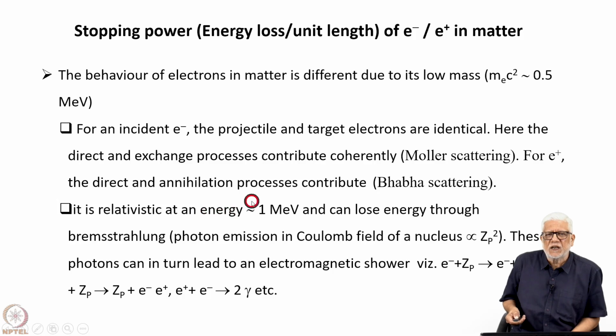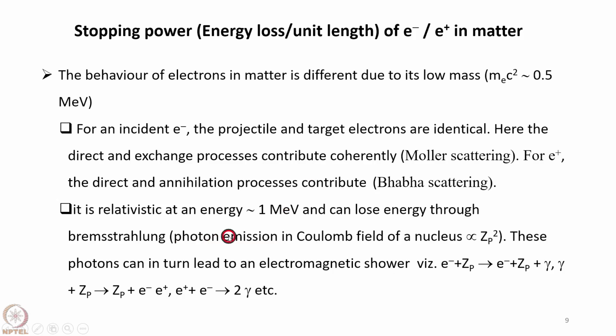So, it becomes relativistic at energy of the order of 1 MeV, and then can lose energy through Bremsstrahlung, where you have photon emission in the Coulomb field of a nucleus. Of course, you can also have photon emission in the Coulomb field of an electron. However, there are only Z electrons, whereas the Coulomb field of a nucleus is proportional to Z squared, because all the protons in the compact nucleus contribute coherently. So, the contribution of the electrons towards Bremsstrahlung, as compared to that due to the nucleus, is of the order of 1 by Z.